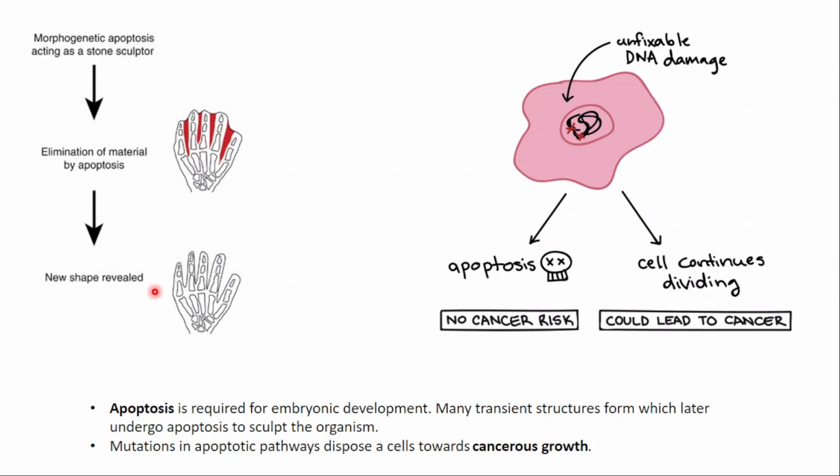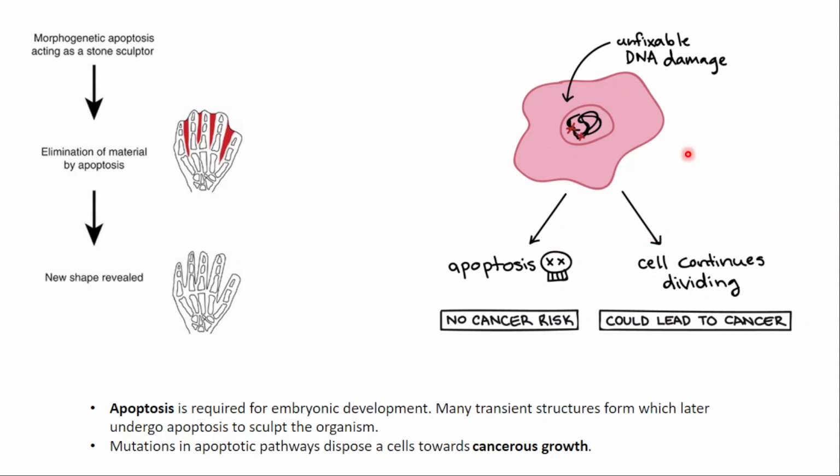This interdigital mesenchyme eventually undergoes apoptosis to give the final form of five fingers which we have in the adult hand. So apoptosis is very necessary in embryonic development to sculpt the organism. It is a kind of sculptor with a chisel and a hammer sculpting different statues.